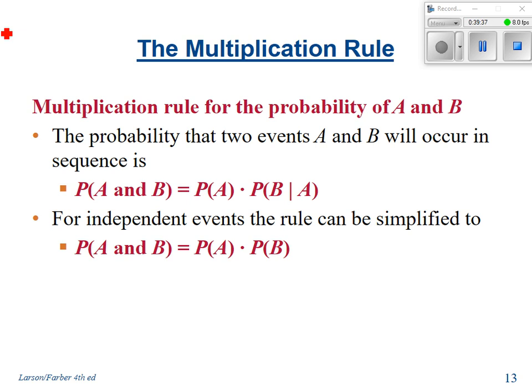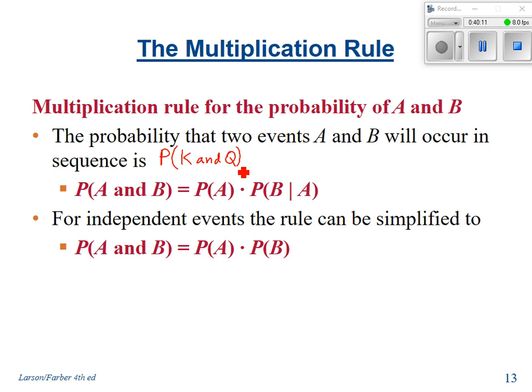What do you think? On this first one, the probability of A and B, we want the probability we get A and the probability we get B. Let's say we go back to our example, the probability that we draw a king and then we draw a queen.